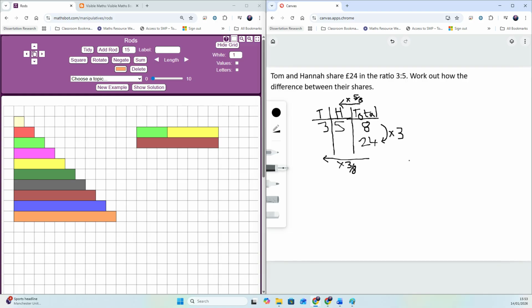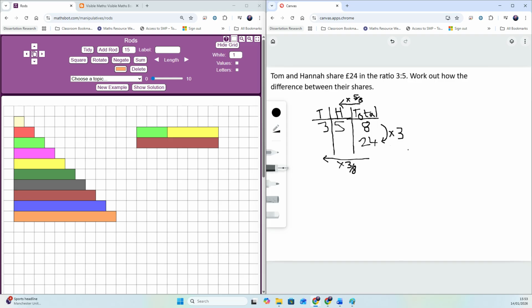The right-hand part is 5/8 of the total. The left-hand part is 3/5 of the right-hand part. The right-hand part is 5/3 of the left-hand part. And so it doesn't matter if Tom and Hannah are sharing £24 here, or whether they're sharing £1 million, or whatever it might be, that would change this scalar relationship that's at the side here.